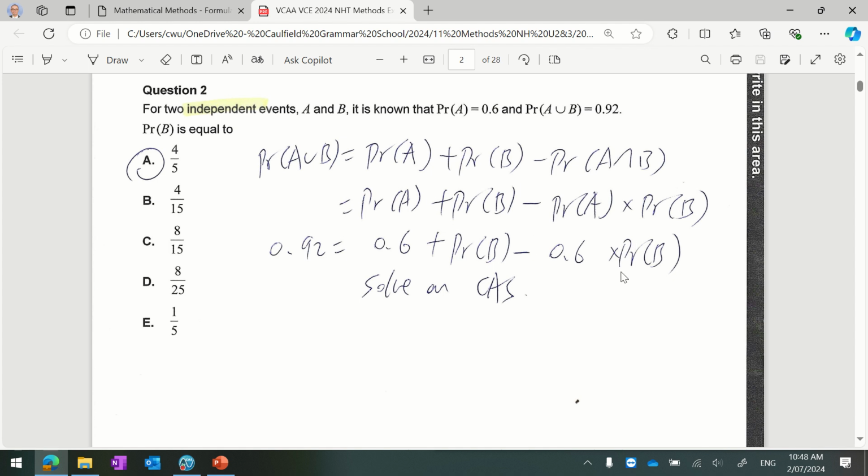Substitute the numbers in, and at this point, you shouldn't be solving any equation by hand in exam 2. As soon as I write down an equation with one variable to look for, I put this in my CAS, and then I solve, and I get 4 over 5.